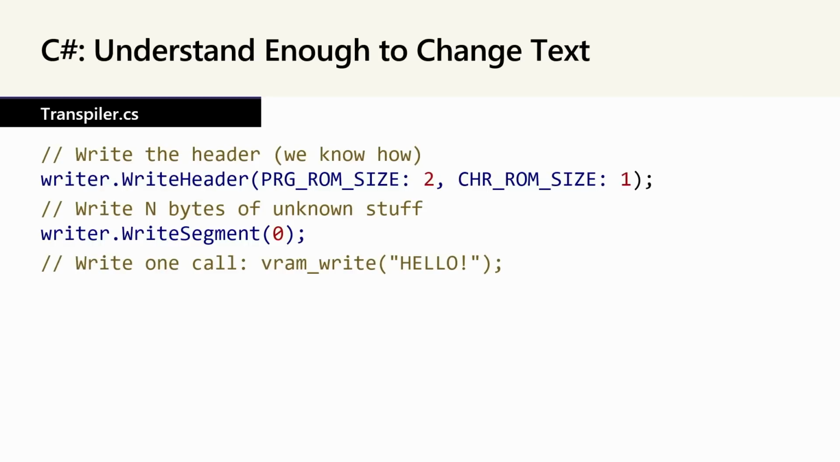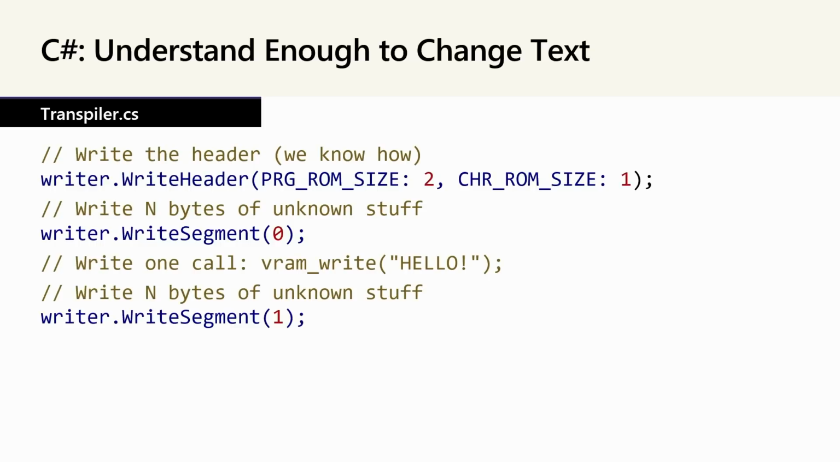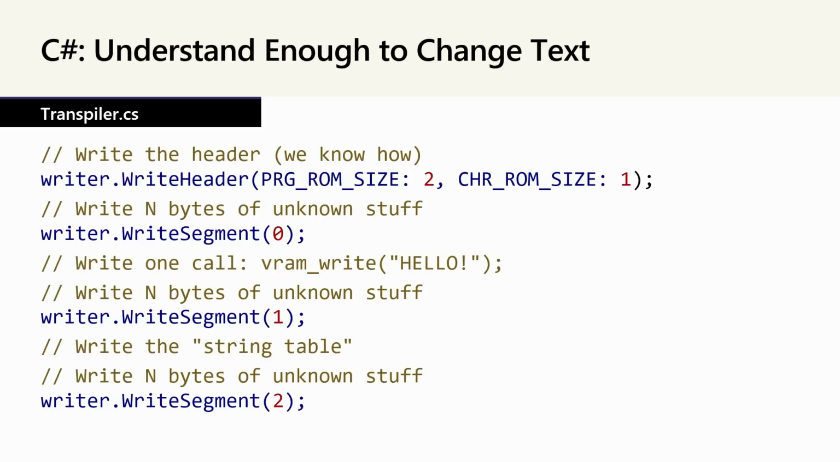And then I figured out how to write a single method call, which is that VRAM write call with the text hello. Another segment of bytes that I don't know, right? We'll call that segment 1. And then a string table. So the VRAM write call doesn't have the string there. What it has is an address that can look up the actual string data in a table that's at the bottom of the ROM. And then, of course, there's one last section of unknown bytes. But this was my starting point, right? Once I saw this work, I was ready to keep going.